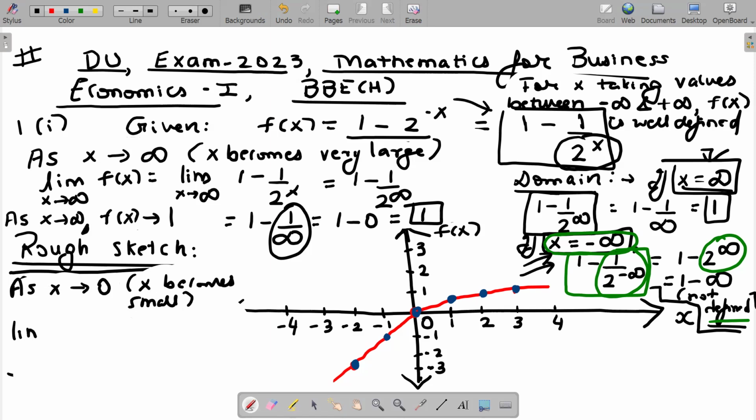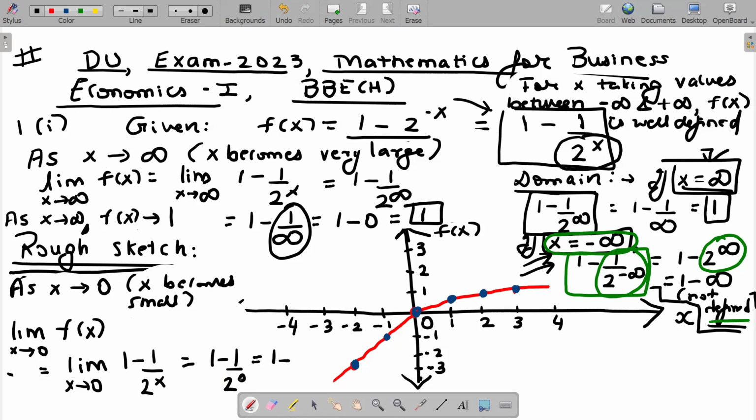So we calculate limit as x tends to 0 of f of x. This is going to be limit as x tends to 0 of f of x, which is 1 minus 1 over 2 to the power x. Put x as 0. So 1 minus 1 over 2 to the power 0. 2 to the power 0 is 1, so 1 minus 1 is 0. So I can write that as x tends to 0, f of x tends to 0.